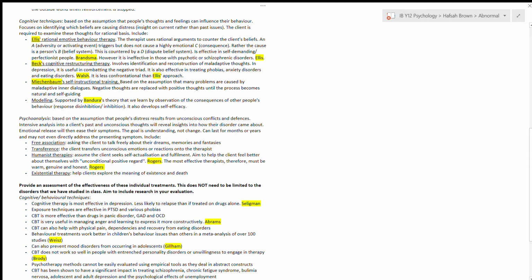It is not only effective in treating depression, which was its original purpose, but also phobias, anxiety disorders, and eating disorders. And is also less confrontational than Ellis's approach, which might put off patients, and that would seriously be detrimental to their treatment.